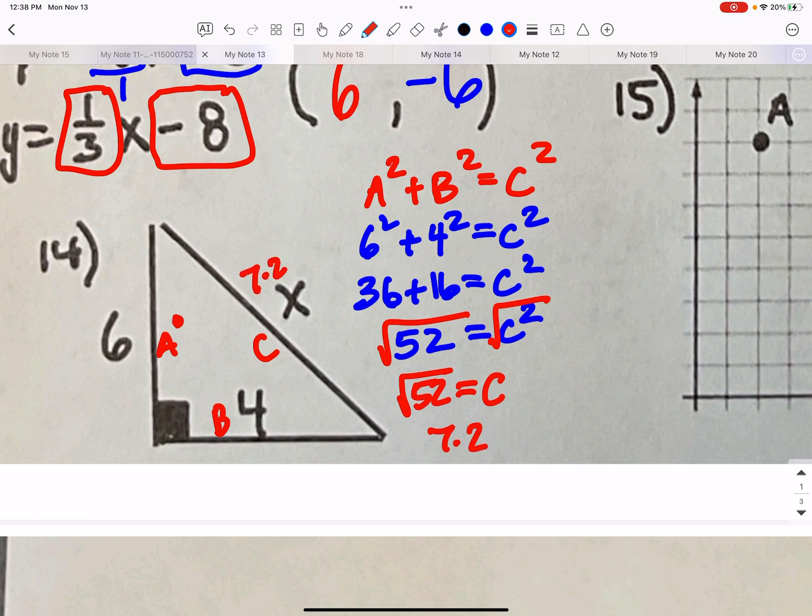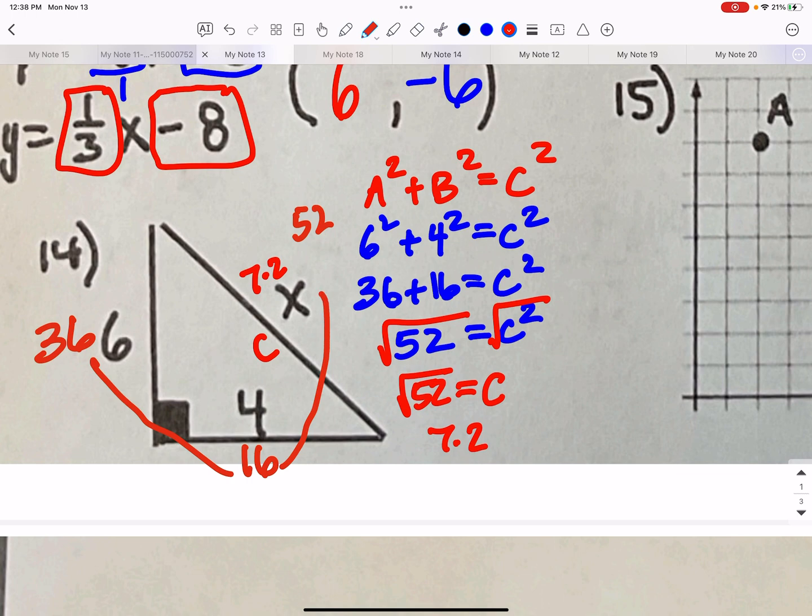I hit 52 and hit the square root button. That's 7.2. So do these add up to each other? No, they don't. But if you take them to the second power, they do. Because 6 to the second power is 36, 6 times 6. 4 to the second power is 16. And 7.2 times 7.2 is about 52. So those do add up to each other. So they don't add up to each other normally, but if you put them to the second power, they do add up.